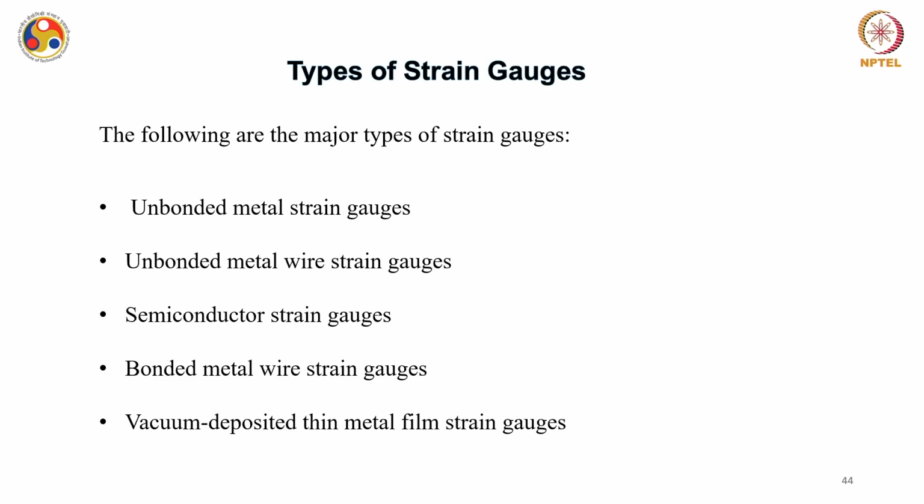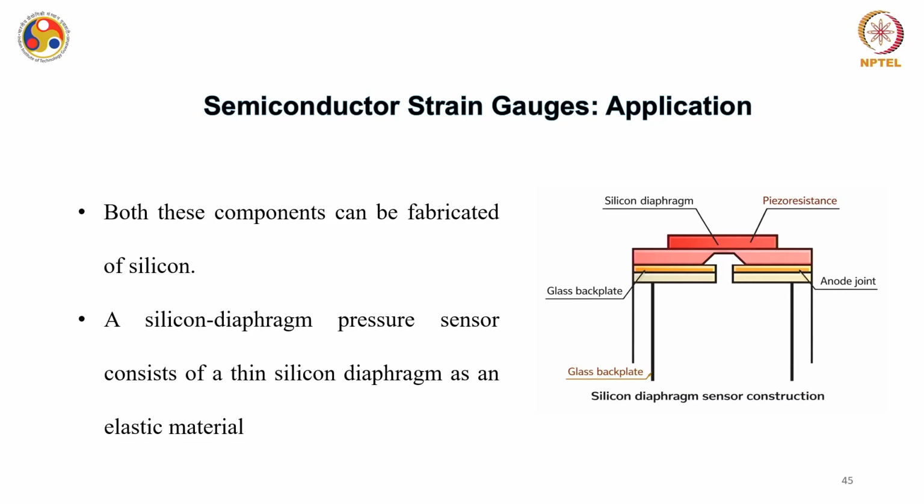We saw different kinds of strain gauges, like bonded strain gauges, unbonded metal wire strain gauges, semiconductor strain gauges, and vacuum deposited thin film metal strain gauges, and we studied some of them in detail, particularly the semiconductor strain gauge, which was completely made of silicon, meaning that the piezoresistance was defined by the silicon, as well as the diaphragm. We saw its construction and its utilization.